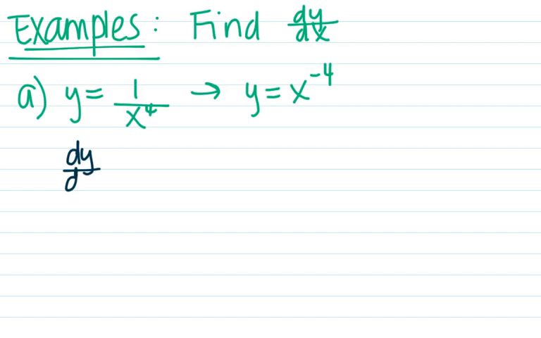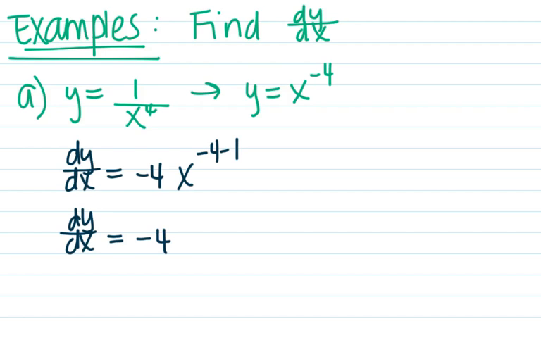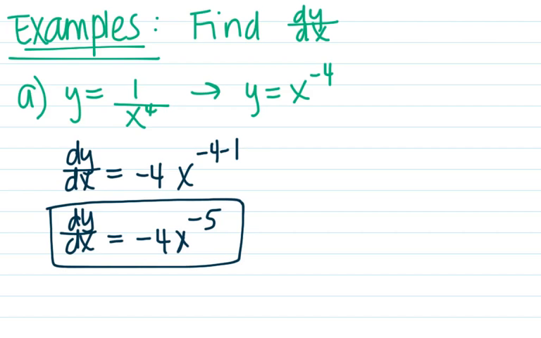So dy/dx would equal, bringing that exponent down front, so negative 4 times x to the negative 4 minus 1, and now we'll clean it up. This will simply become negative 4x to the negative 5, and you are welcome to leave it like this. If you're doing homework or you're just answering a free response question, you want to simplify as little as possible because that's when we tend to make mistakes.